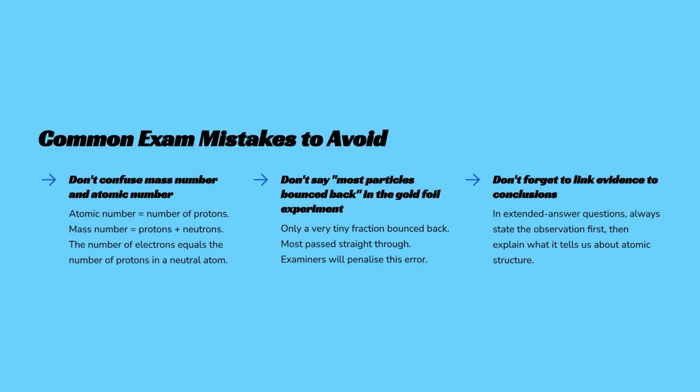Avoid common mistakes. Don't confuse atomic number with mass number. When discussing the gold foil experiment, note that only a tiny fraction of particles bounce back. Always link your evidence clearly to the conclusions drawn.